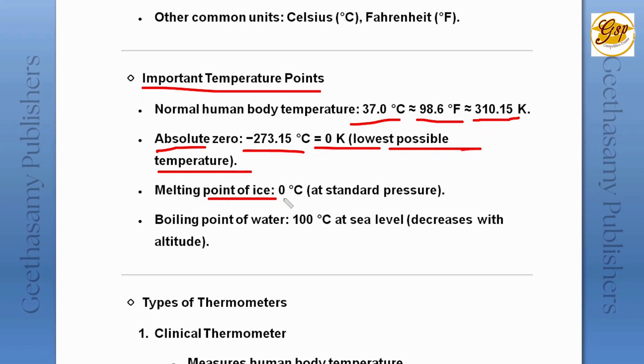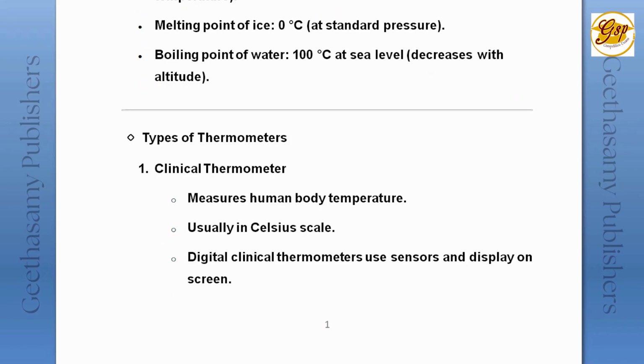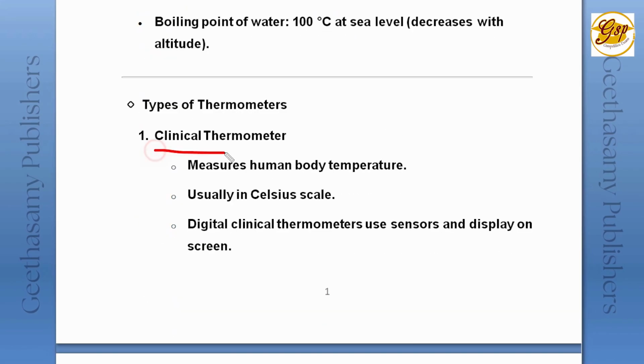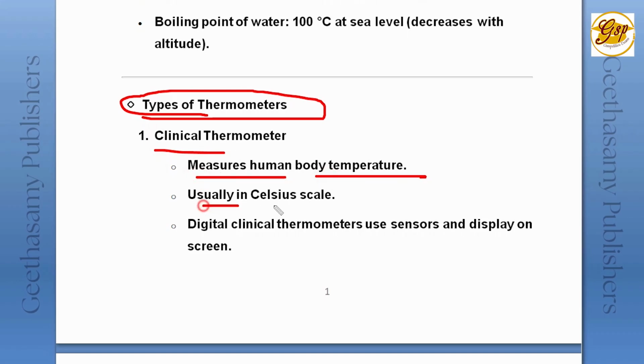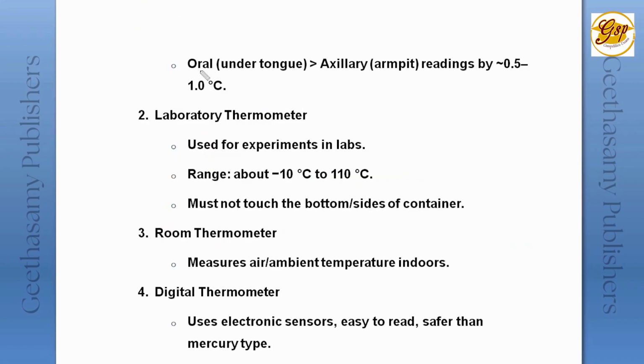The melting point of ice is 0 degrees centigrade at standard pressure. The boiling point of water is 100 degrees centigrade at sea level. That decreases with the altitude. This is very, very important: it decreases with the altitude. Then further, types of thermometers. The clinical thermometer is a type of thermometer. It measures human body temperature, usually in the Celsius scale. The digital clinical thermometer uses sensors and displays on the screen, with oral under the tongue and axillary armpit readings.